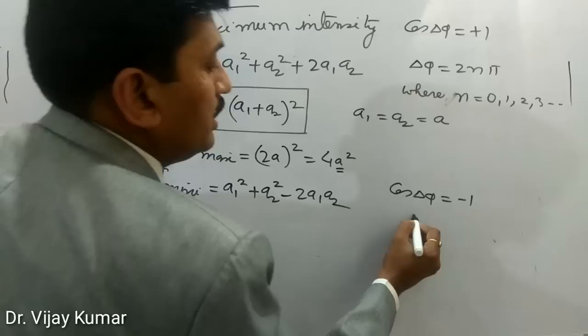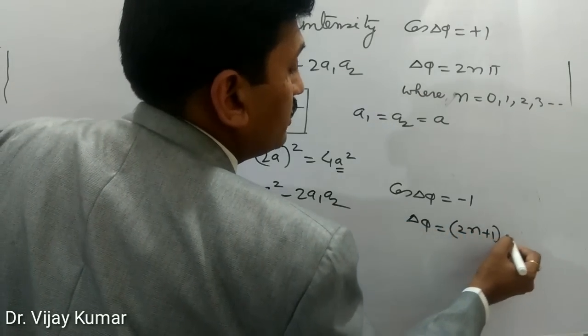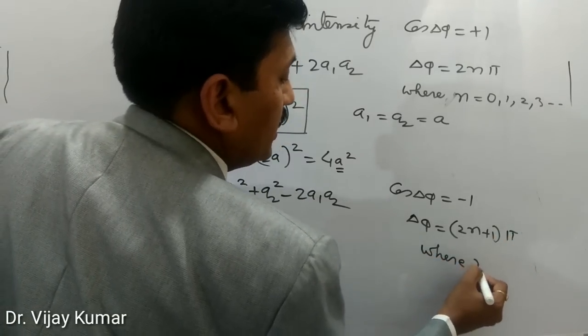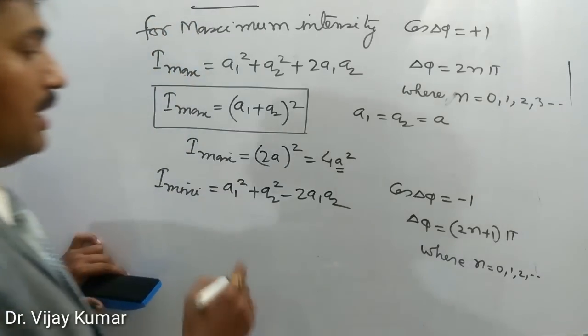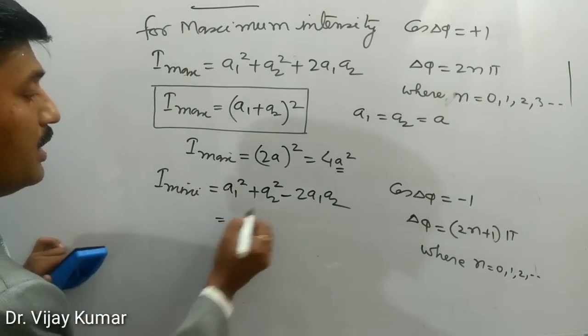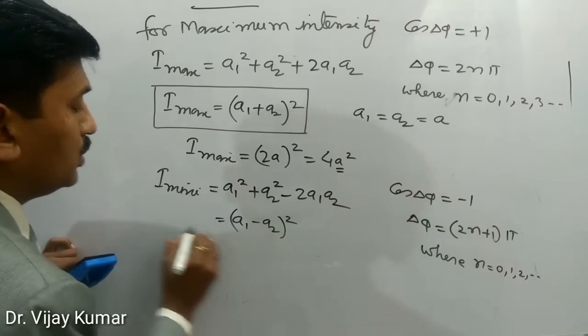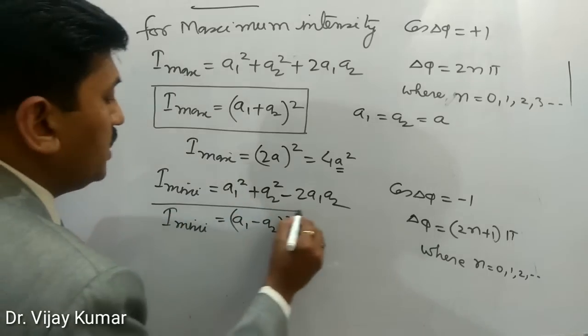In this situation, Δφ should be (2n + 1)π, where again n is 0, 1, 2, etc. And it should be (a1 - a2) whole square. This is the value of minimum intensity.